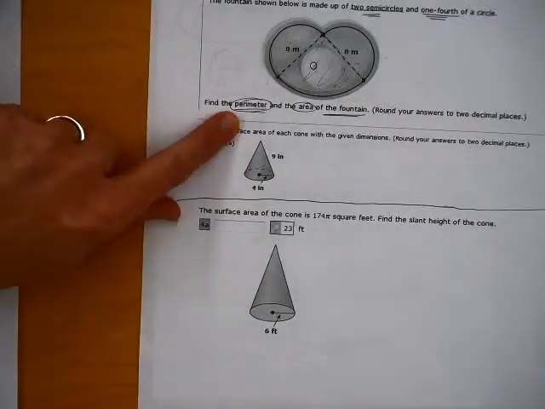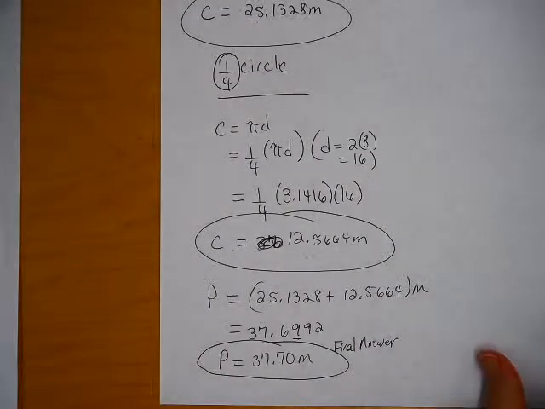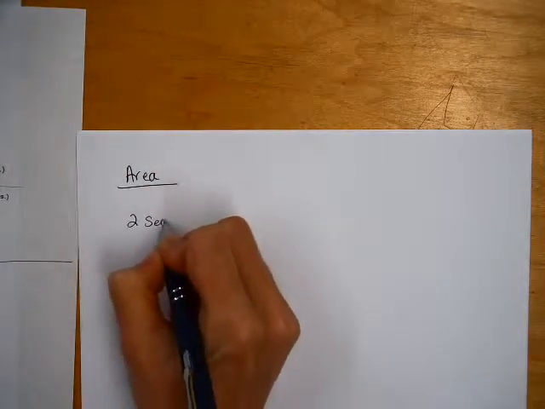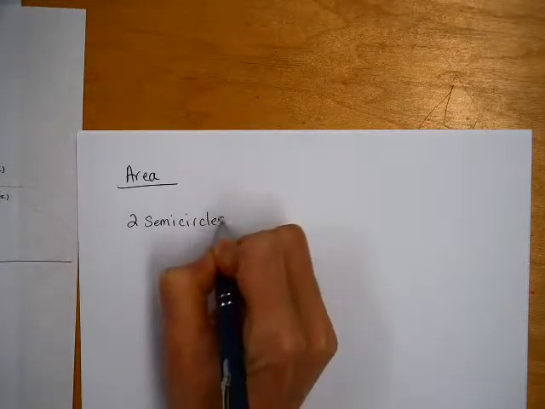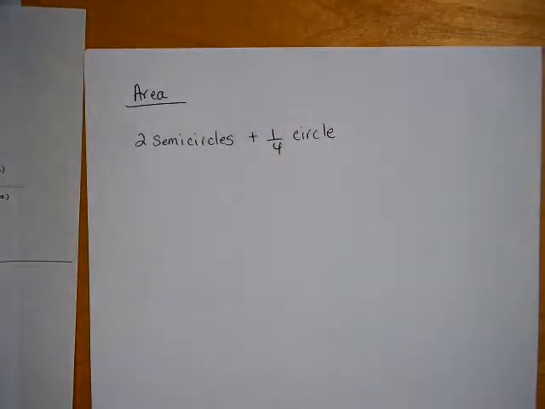Okay? Now, that was only the first part of the question. We found the perimeter of the fountain. Now we need to find the area. So now I'm going to use my area formulas, but remember these are semicircles and a 1/4 of a circle. Okay, so for the area, I have 2 semicircles, which are half a circle, plus a 1/4 of a circle. So I go to my area formulas for a circle.